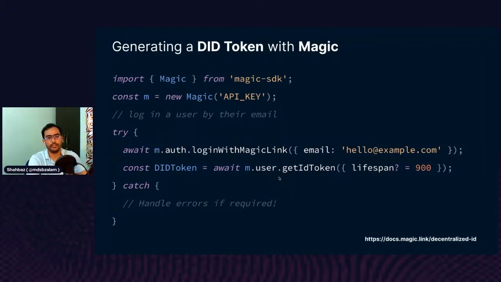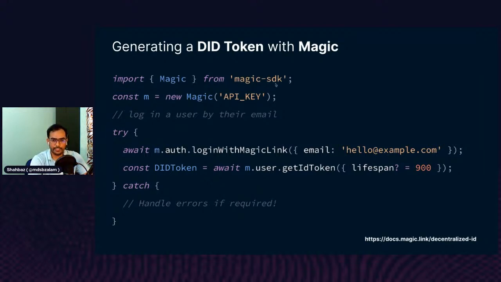But how do you generate a DID token with Magic using the Magic SDK, which is what is used in the Magic Next template if you have followed npx make magic and use the template Next. So what is happening here? With just 3 or 4 lines of code, you would be greeted with your authentication is done, and you will be having the DID token. So what is happening here?